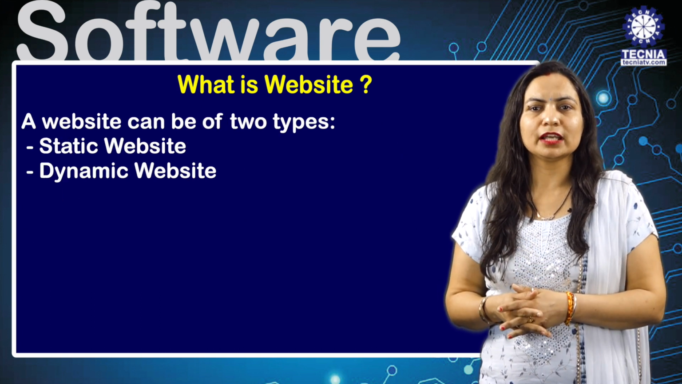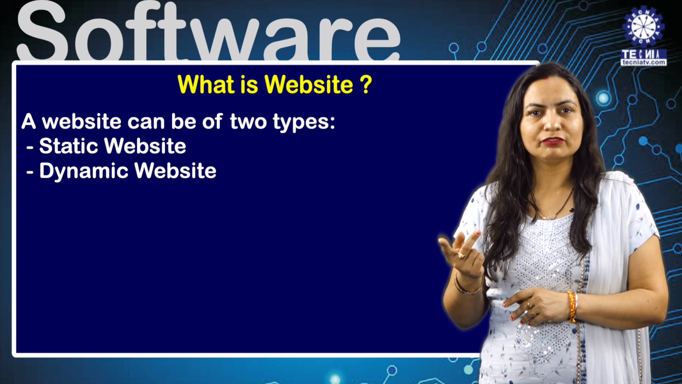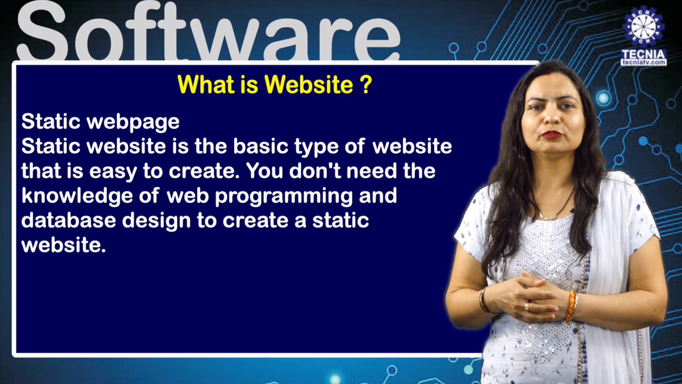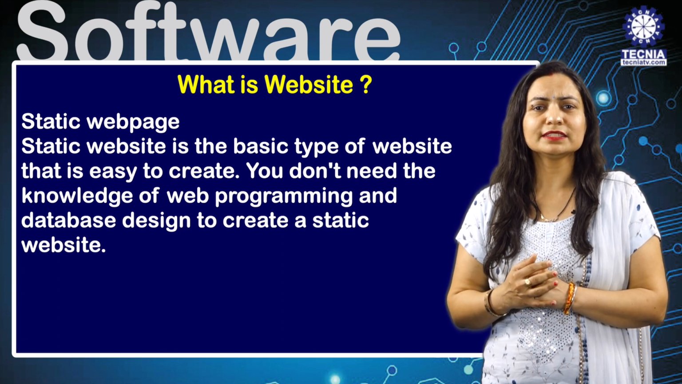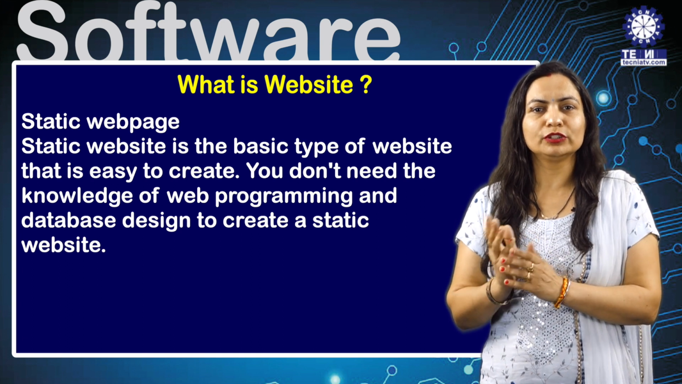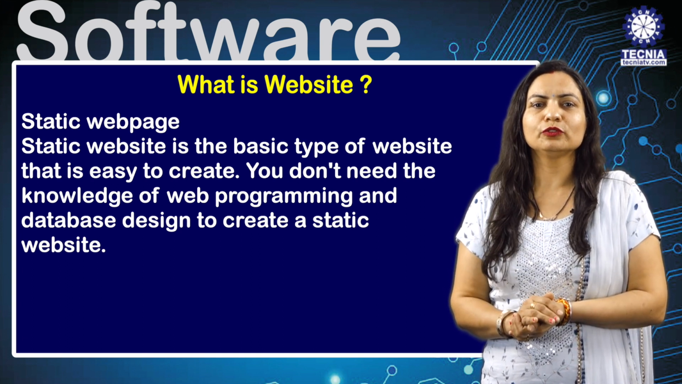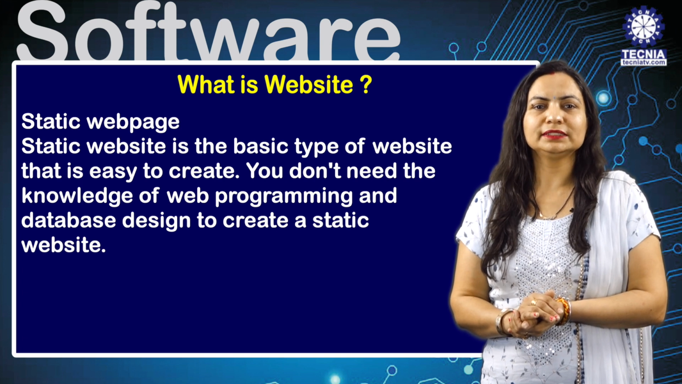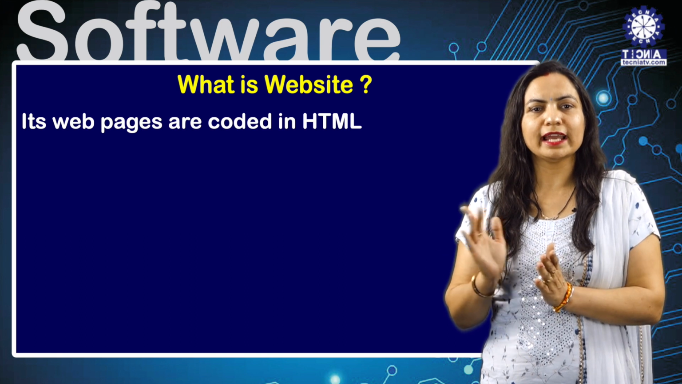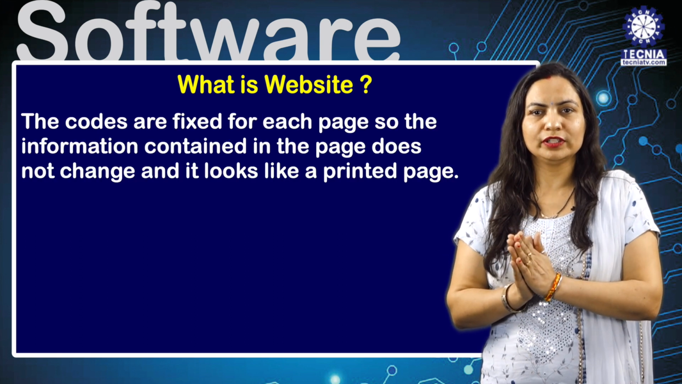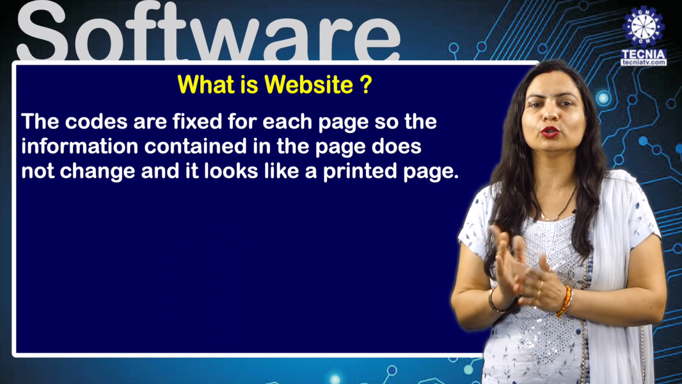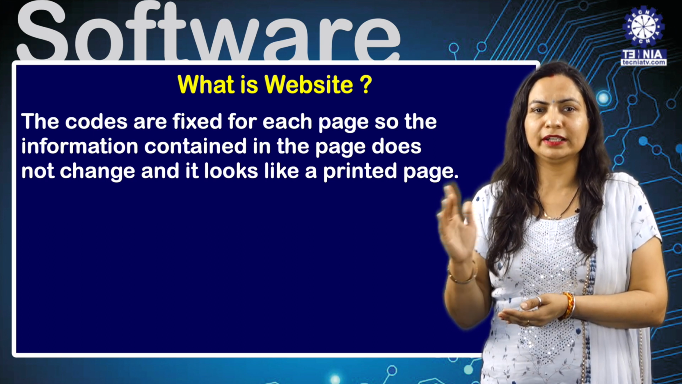Basically, a website can be of two types. One is static websites and the other is dynamic websites. So now let us discuss what are static websites. A static website is a basic type of website that is easy to create. You don't need knowledge of web programming and database design to create a static website. Its web pages are coded in HTML and the codes are fixed, so the information contained in the page does not change and it looks like a printed page.